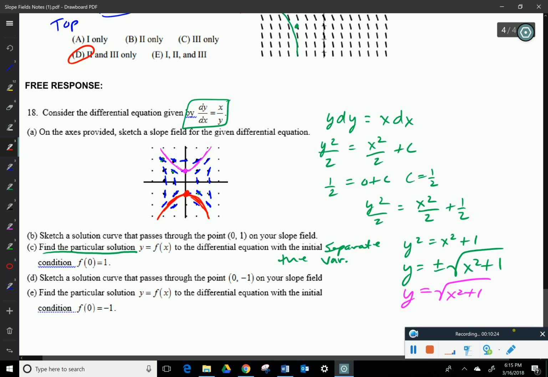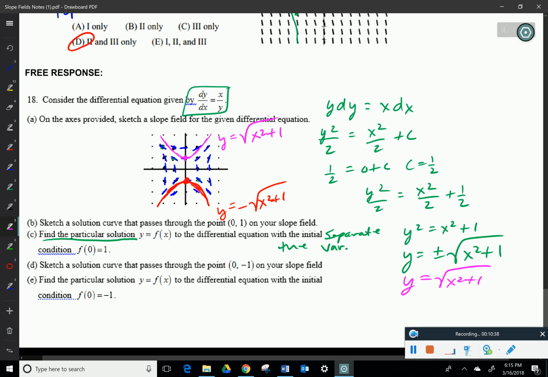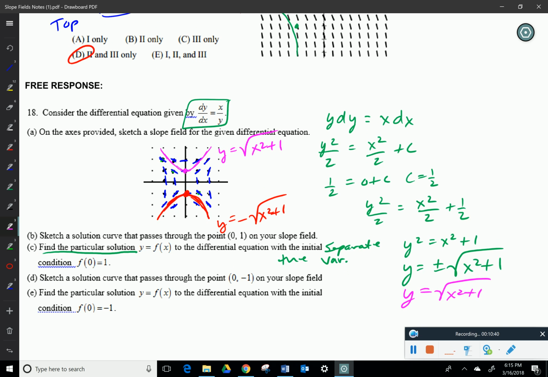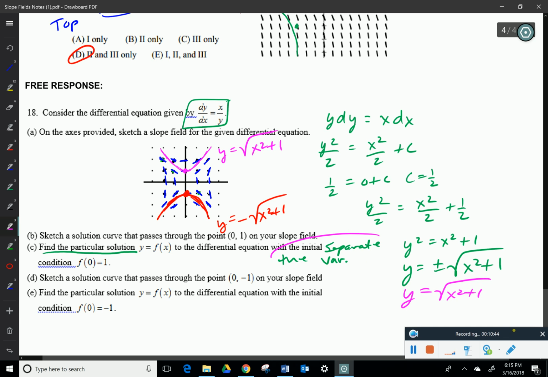So this red one would be the negative square root. Y equals negative square root, right? So the top was y equals positive square root, and then this bottom one will be y equals negative square root. So frequently on the free response on these slope field problems, they're going to be ones where you have to do this separation of variables.